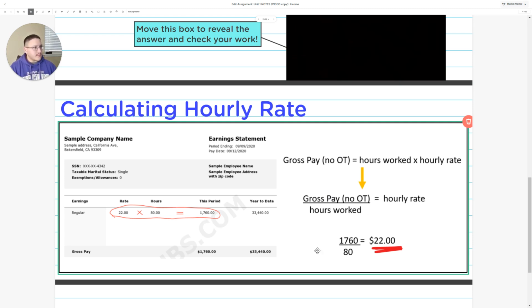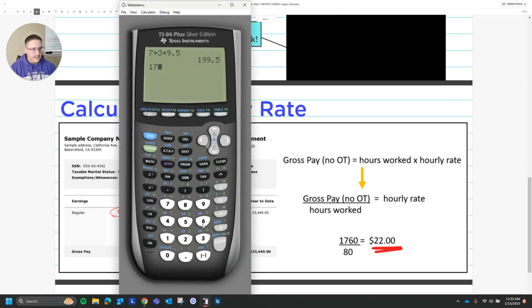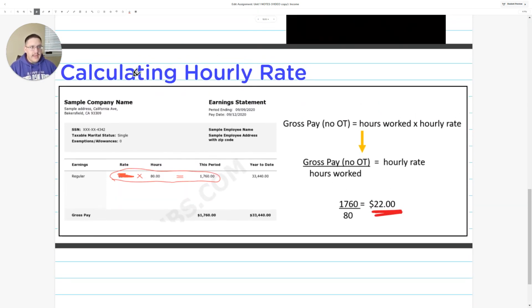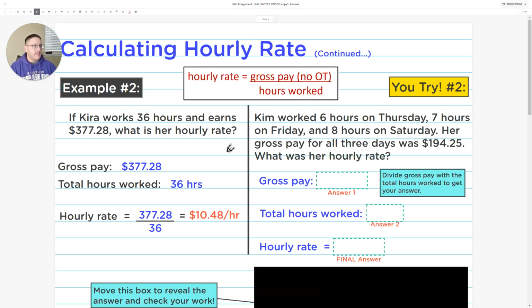So, let's say we don't know what the rate is. We're going to take $1,760 divided by the amount of hours that we work. So 1760 divided by 80, we will get 22. What does this mean? This means that our hourly wage is $22 per hour. And that's how you calculate hourly rates.